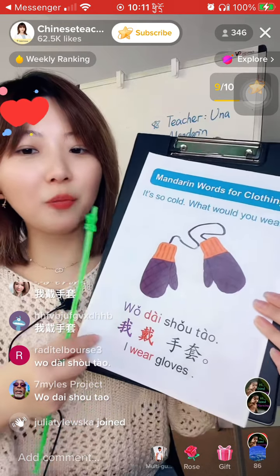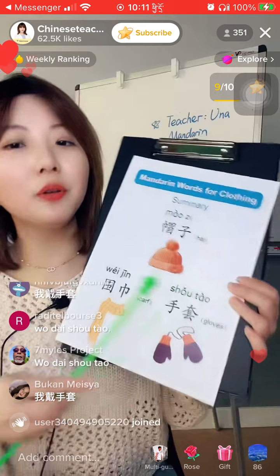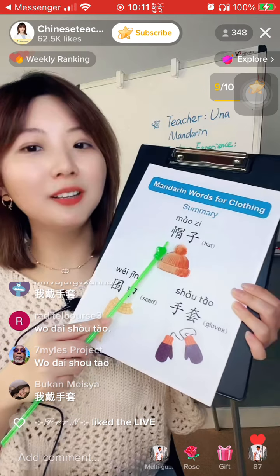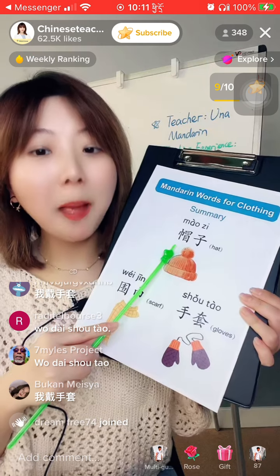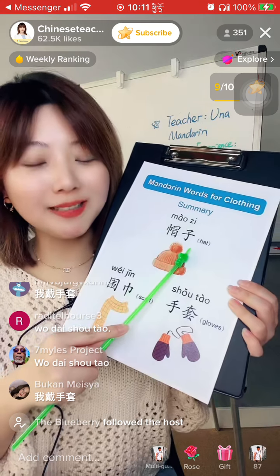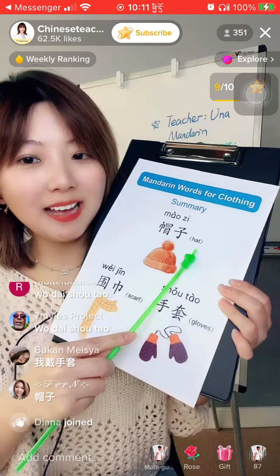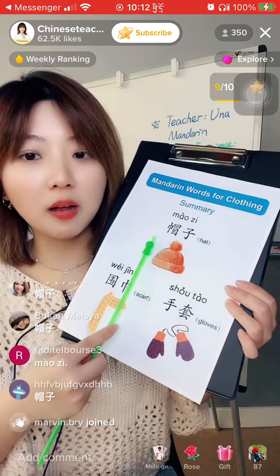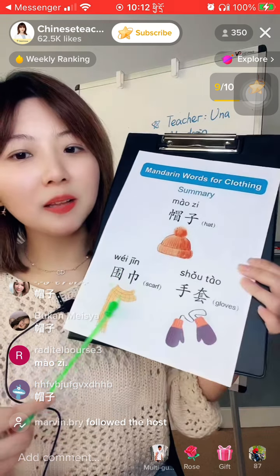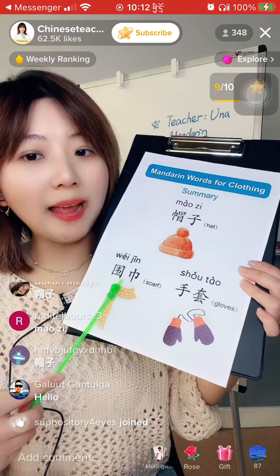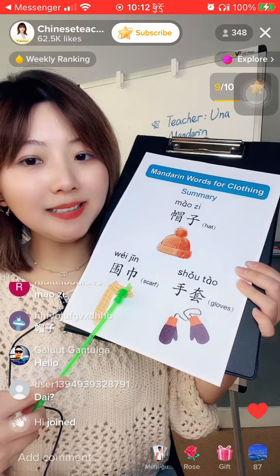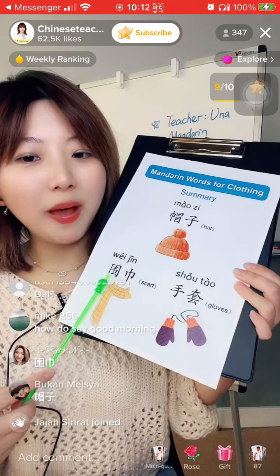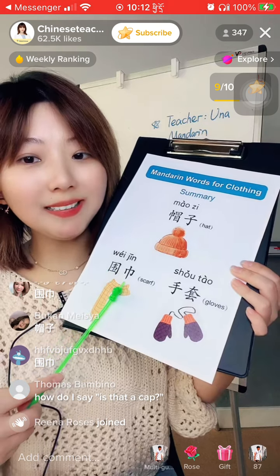我戴手套. I wear gloves. Okay, very good. So let's review the three accessories for winter, for cold weather. First one, can you try? We say 帽子, hat. No matter which kind of hat, the general term for those is 帽子, okay? Number two, scarf, 围巾, wrapped around scarf, 围巾.